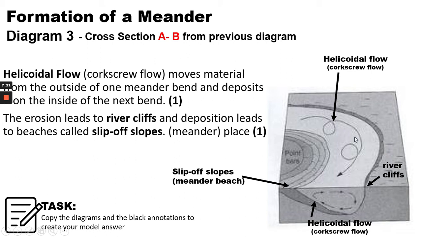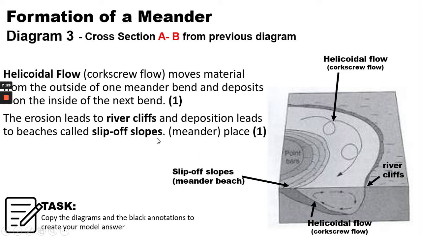That means if you were at any point along here, this is the action that's taking place. This corkscrew flow is working like this if we did a cross section, and it's moving material from the outside of the river towards the inside. That's what this explains here. So helicoidal flow, which is a corkscrew flow, moves material from the outside of one meander bend and deposits it on the inside of the next. That's what creates our river beach or slip-off slope. The erosion leads to river cliffs, and deposition leads to slip-off slopes. That gets you a mark.